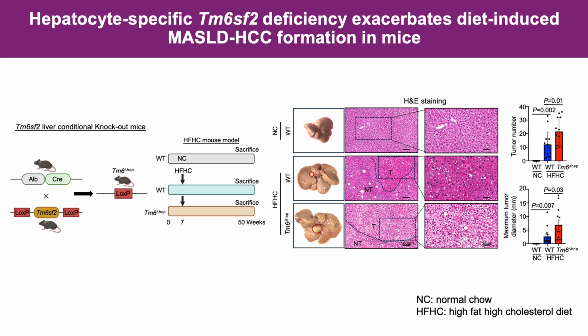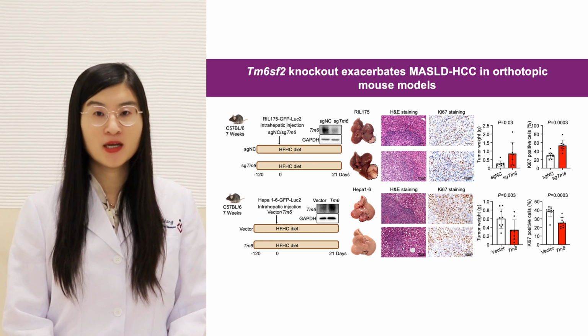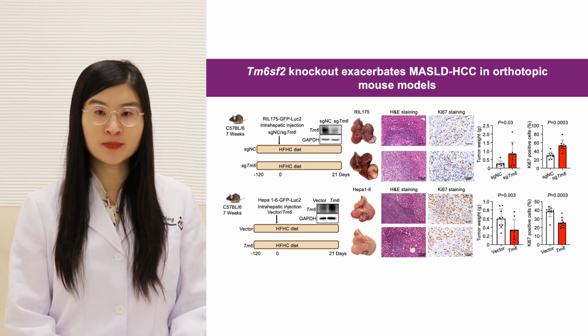To further explore the role of TM6SF2 in MASLD-HCC, we established mice with hepatocyte-specific TM6SF2 knockout and fed them a high-fat, high-cholesterol diet for 15 weeks. TM6SF2 deficiency exacerbated diet-induced MASLD-HCC formation in mice. The tumor-inhibiting role of TM6SF2 in MASLD-HCC was confirmed in additional mouse models.